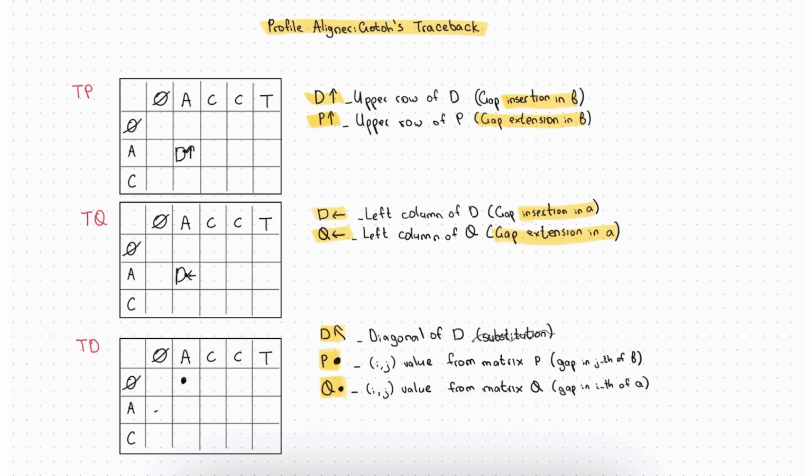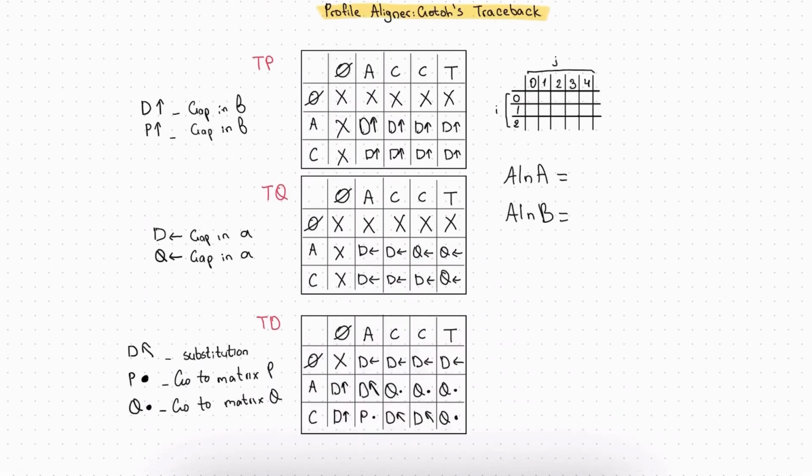Lastly, because we took the information for matrix D from its diagonal cell, we would put D diagonal. So this is pretty much how it works, and I will go ahead and fill out the rest of the matrix and we can start the traceback.